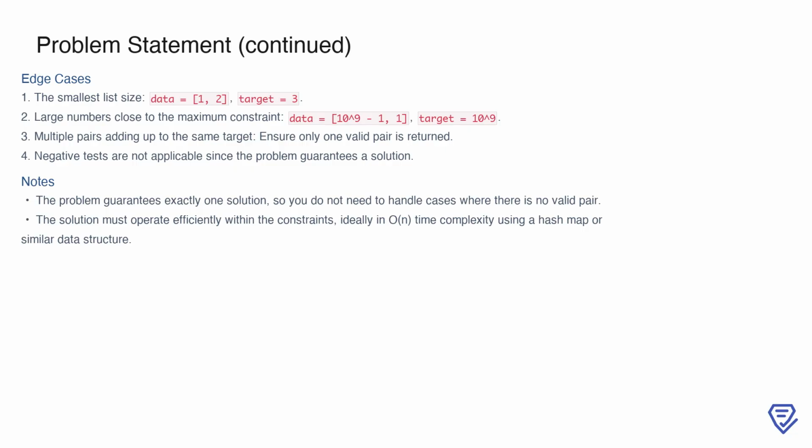You might also encounter lists where multiple pairs of numbers sum to the target, but only one valid pair should be returned. Since the problem guarantees a solution, there's no need to handle cases with no valid pairs. Efficiency is key, as the solution must ideally run in O(n) time complexity, and a hash map is a common tool used to achieve this. With these considerations in mind, you are equipped to approach the problem systematically.